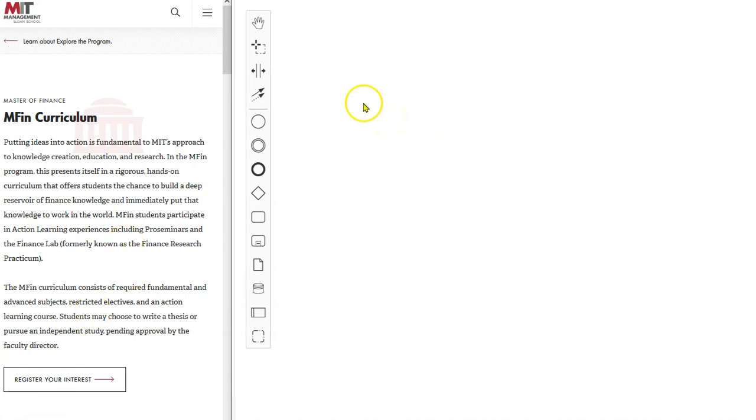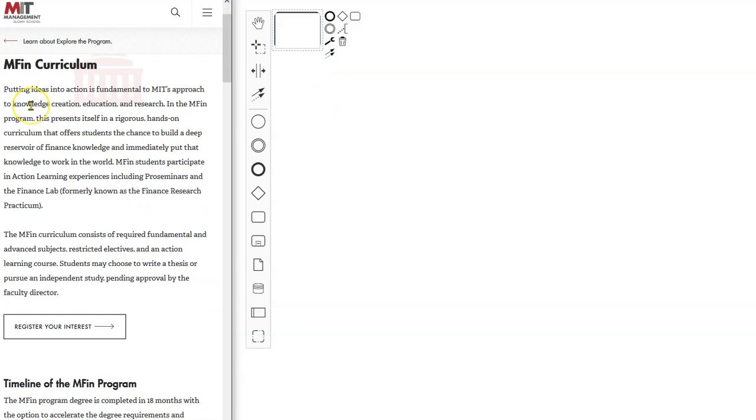Okay, welcome. So let's take a look at this Masters of Finance program from MIT Management Sloan School. Let's identify some of the topics that are presented in this Masters of Finance program.